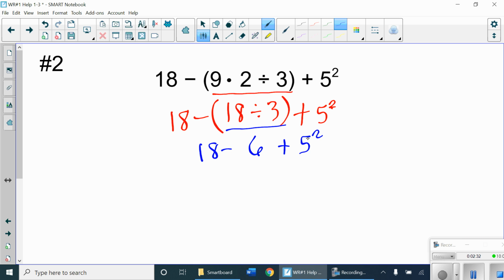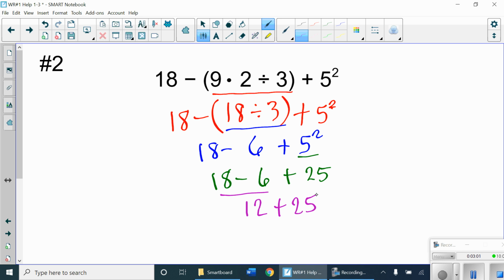All right, exponents would be next. So we're going to do 5 squared. That's not 5 times 2 is 10. It's 5 times 5 is 25. Drop down everything else that has not been addressed. Now we have 2 steps left. We have subtraction and addition. Because subtraction happens on the left, we do subtraction before that addition. 18 minus 6 is 12. Drop down your plus sign and your 25.